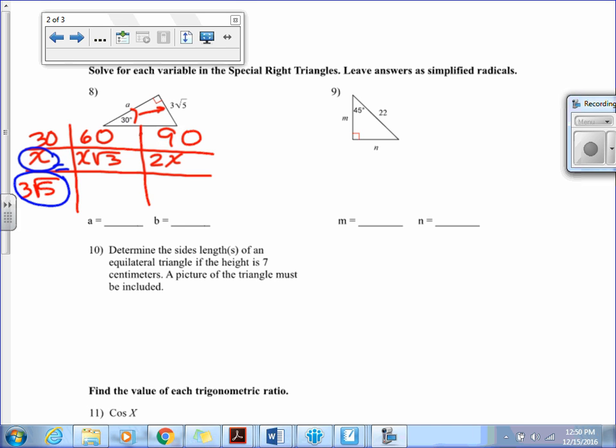That means in the rest of the table, every place there's an X, you have to replace the X with 3 square roots of 5. Okay? So that means this becomes 3 square roots of 5 times the square root of 3.